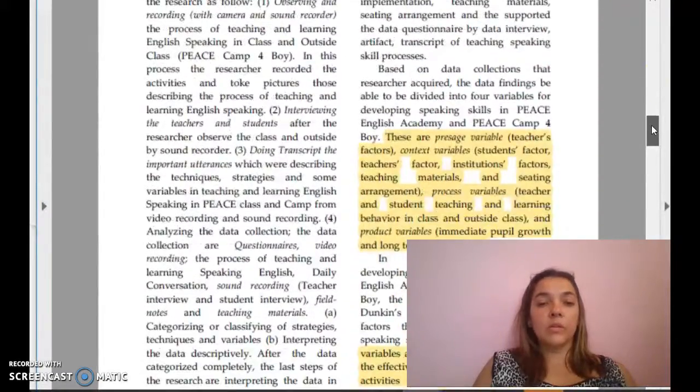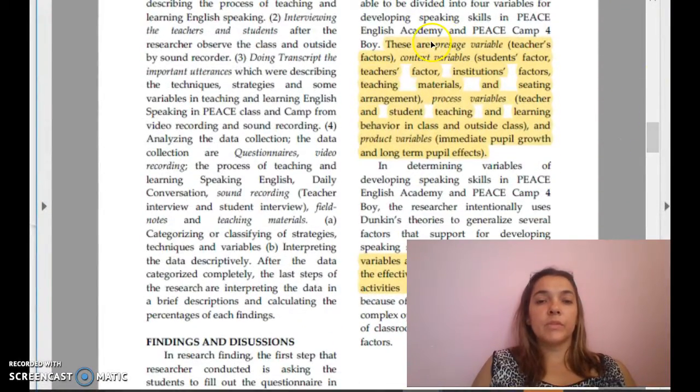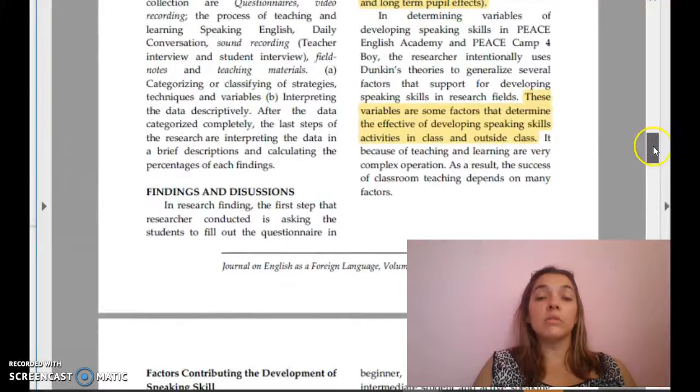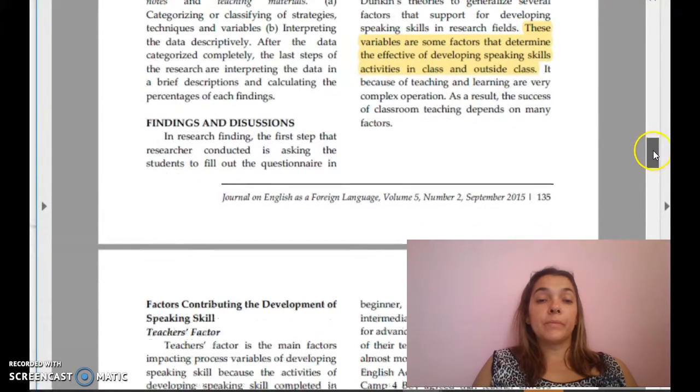In the article, she selected the variables, different factors that she considers are the variables. And these variables are some factors that determine the effective and developing speaking skills activities in class and outside class.